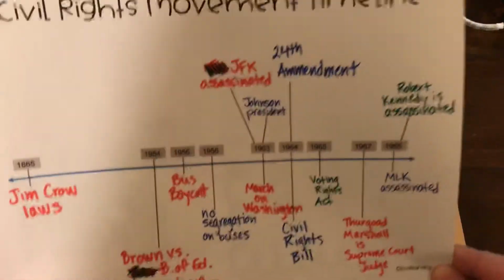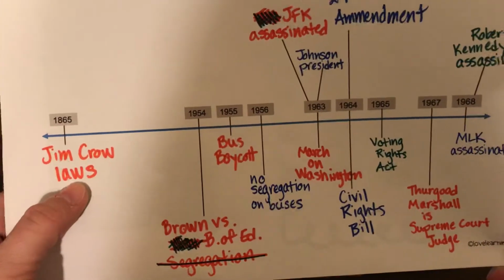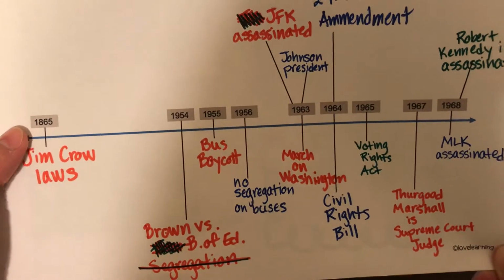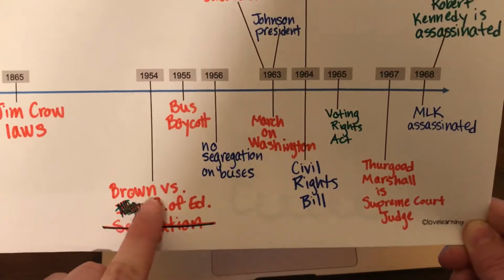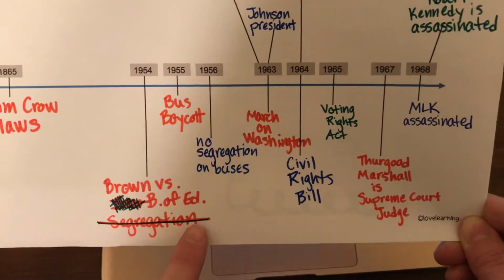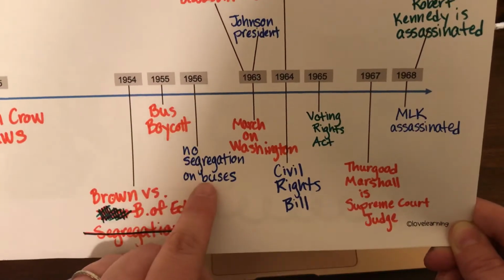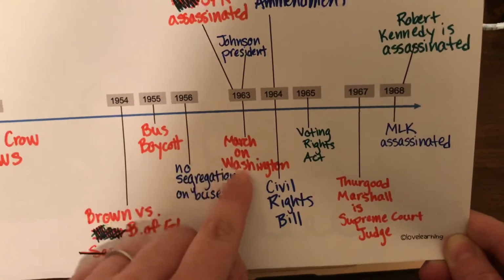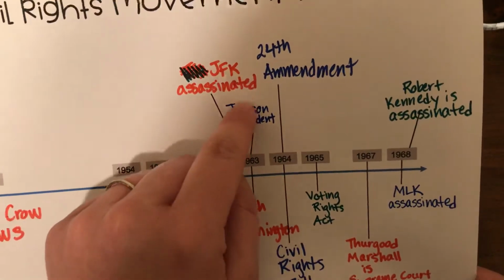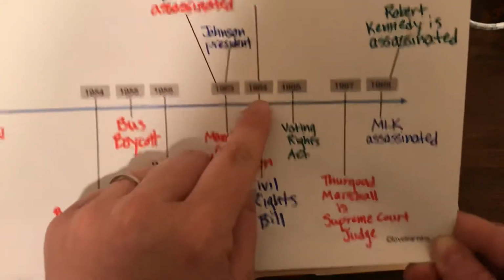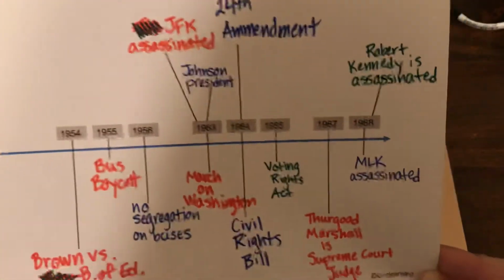So this is a very messy timeline, I apologize, but to finish up here, our civil rights movement timeline. So we have the Jim Crow laws that were enacted right after the Civil War, and they were still in place until the 1960s. So things started to change. Brown versus Board of Education, segregation no more in education. The bus boycott, 1955, 1956, now no segregation on buses. 1963, March on Washington. President Johnson had to become president because JFK was killed. 1964, the 24th Amendment was enacted. That means the Civil Rights Bill was enacted as well, and you no longer had to pay money to vote.